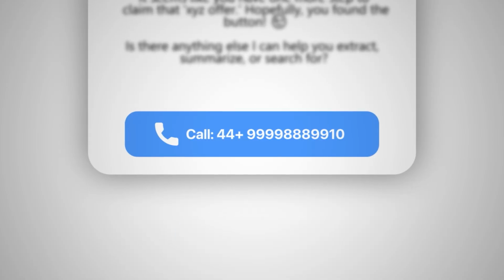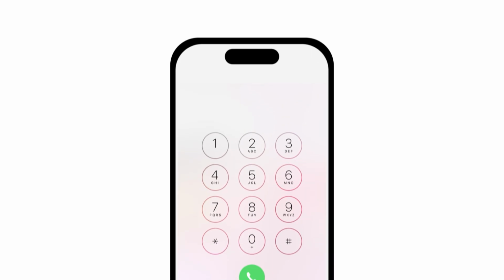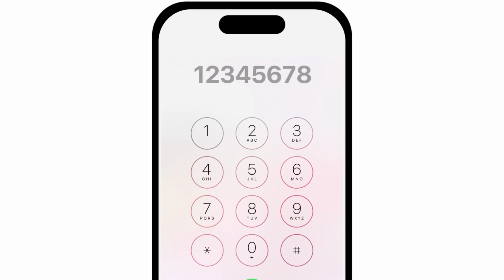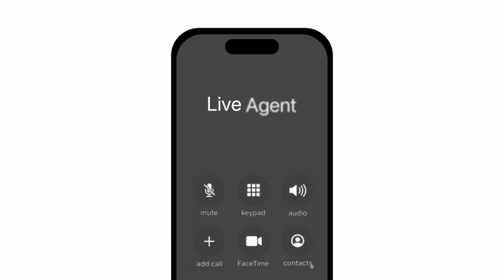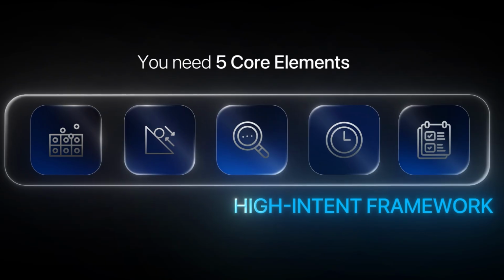Now here's the shift. High intent campaigns are designed to make calling easier than clicking. The ad itself promotes an immediate phone call. The consumer picks up their phone, dials your number, and they're connected to a live agent in seconds. That is a completely different buyer. So tactically, here's how you structure these campaigns. You need 5 core elements, and I call this the high intent framework.